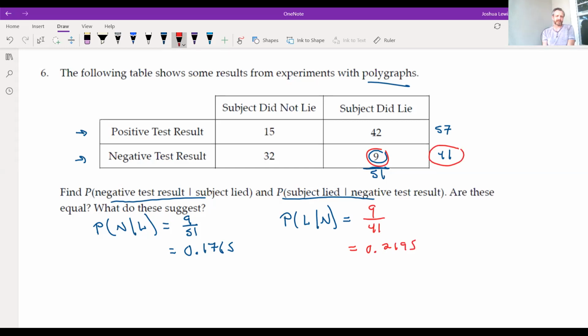So think about what this is saying. This is saying that if you're lying, you can get a negative test result almost 18% of the time. And of all the negative test results, about 22% of those will actually be from liars. The test is horrible. It is incredibly inaccurate.